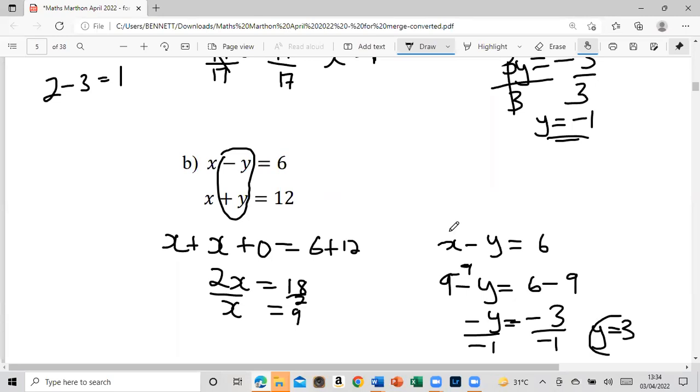So I could check it now. 9 minus 3 is 6, and 9 plus 3 is 12. You say x is 18, or you say one of them, you know, which one?